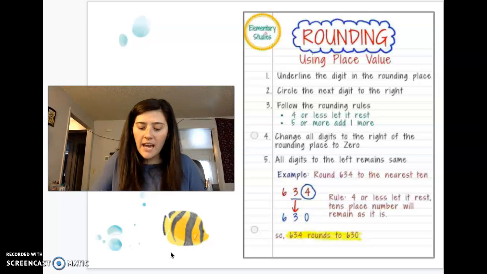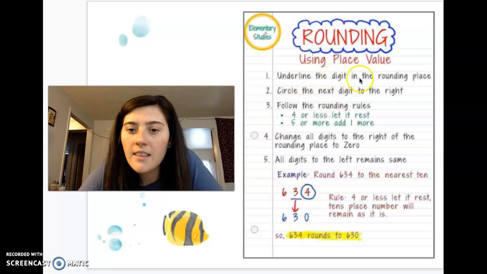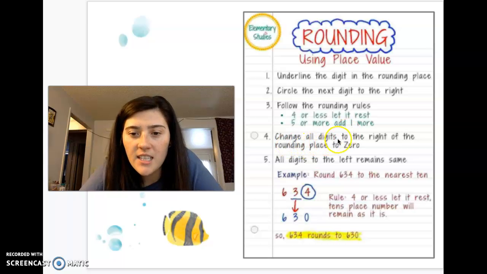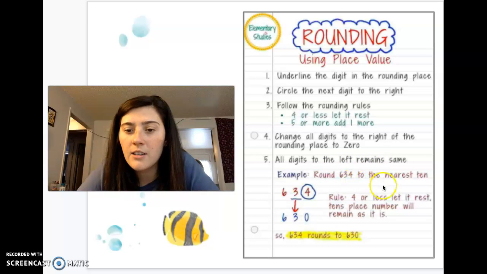So let me go over the anchor chart real fast. The anchor chart says underline the digit in the rounding place. Circle the next digit to the right. Follow the rounding rule. So 4 or less, you let it rest. 5 or more, you add 1 more. Change all digits to the right of the rounding place to 0. All digits to the left remain the same. Example, round 634 to the nearest 10.